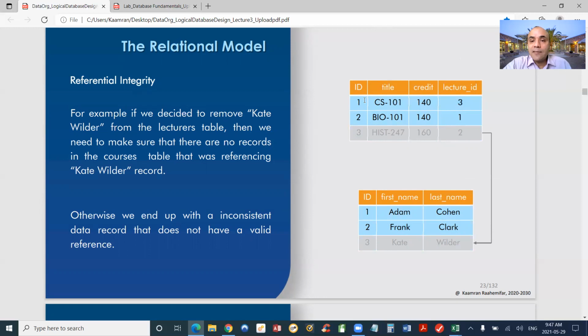If, for example, Kate Wilder has left the organization, then this has to be clear. Either the whole thing is going to fall off and this course will never be offered, or you're going to have this as 3, and as we discussed in the join operation, have it as NULL. What does it mean? Yeah, we are going to offer CS 101, but at this time, we don't know who is going to be teaching it. It's going to be decided, to be announced, to be hired.